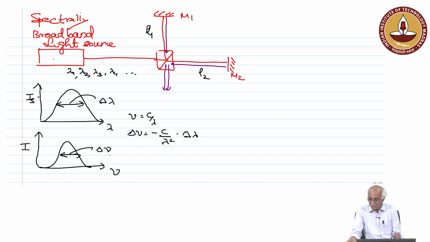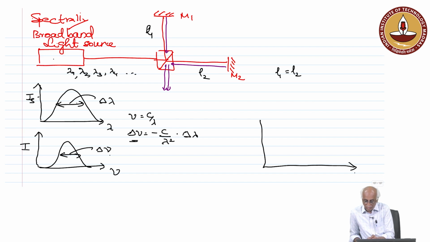Indirectly what it represents, the spectral width, is a broadband source. So, when L1 and L2 are equal, we will see a very large intensity. So, this is delta L, which in air is L2 minus L1, and the intensity captured by the photo detector over here will be maximum when L1 and L2 are equal, when delta L is 0.